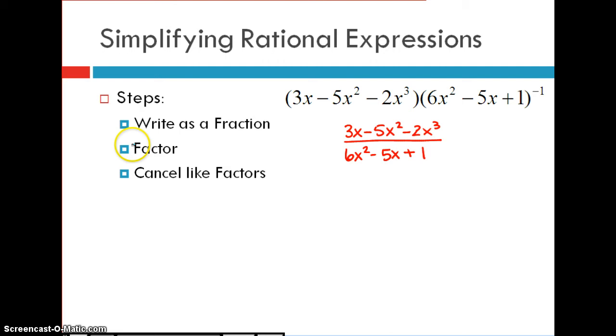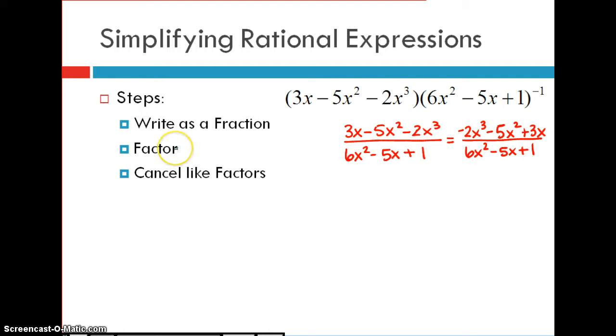Now, the second step is factoring. When we're going to factor, it is always recommended that you put your exponents in order. So in the top, I would actually put my negative 2x cubed first because that's a larger exponent, my negative 5x squared second, and my positive 3x last. The bottom is already written in standard form with the highest exponent first, so I'm just going to rewrite it.